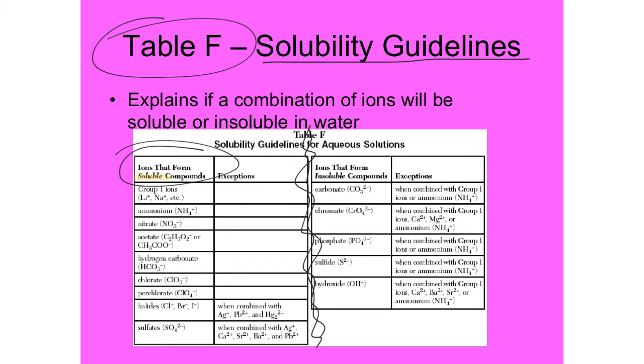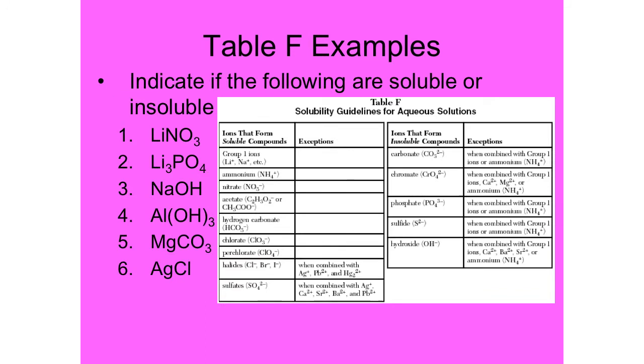The other side of the table are ions that are insoluble unless. So if we have carbonate, it's going to be insoluble unless it's combined with group 1 or ammonium, because those things are always soluble, and so on. So now we just have some examples. What we have to do is take a look at table F and decide whether or not these ionic compounds would be soluble or insoluble in water.